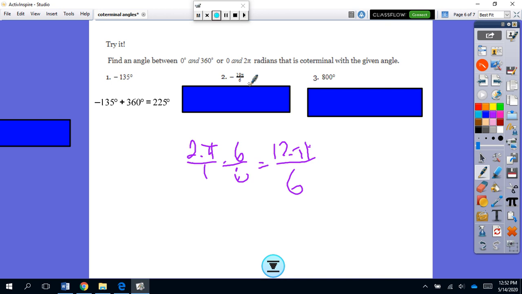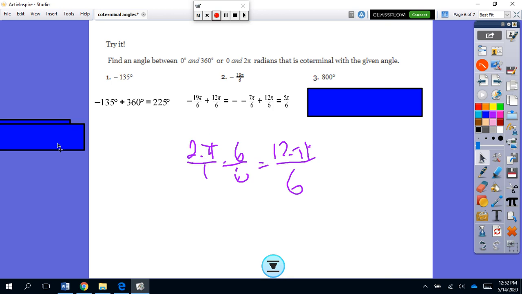And this is less than 0, so I need to add 12 pi over 6 till I get an angle that's between 0 and 12 pi over 6. The first time I add, I get negative 7 pi over 6. That is still negative, so I can't stop yet. So I'm going to add again, and I get 5 pi over 6, which is a positive angle. So that would be your final answer, 5 pi over 6.